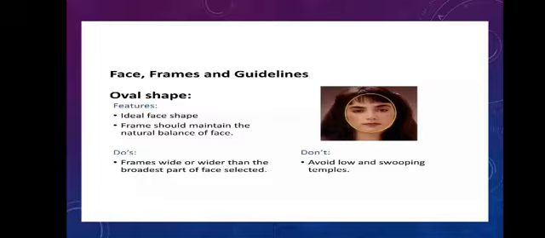According to the facial shapes, the frame should be given. First one is oval shape. This facial shape has the features of an oval shape. This is an ideal facial shape. The frame should maintain the natural balance of this oval shaped face. What we should do is select the frame wider than the broadest part of the face. What we don't want to do is use low and sweeping temples.